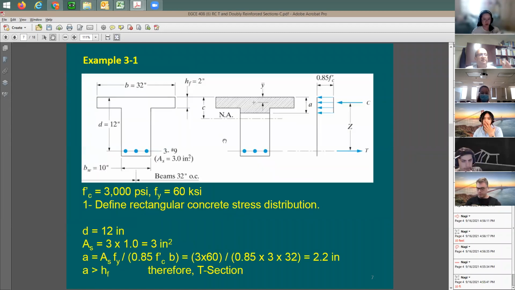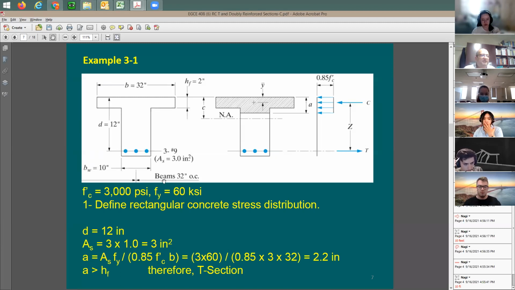Now here's our T section. And let's start with an example, since there's nothing new, right? Let's just do an example. In this example here, they give you the concrete strength, yield strength, and section properties. They say the effective width of the beam is going to be 32 inch. It is predefined to you. Depth is 12. You have 3 number 9 bars with As of 3 square inches. The width of the web is going to be 10 inches.